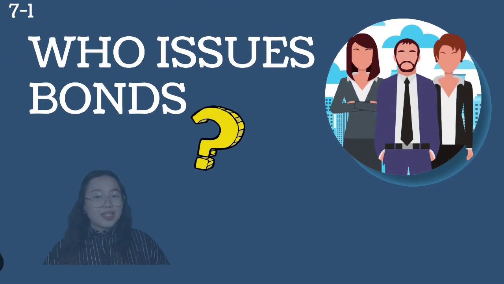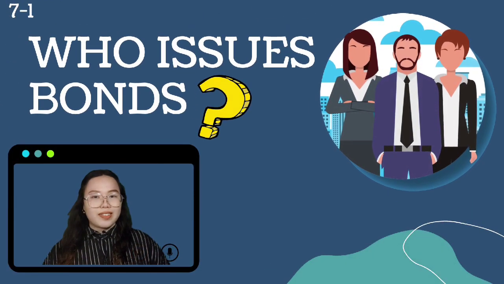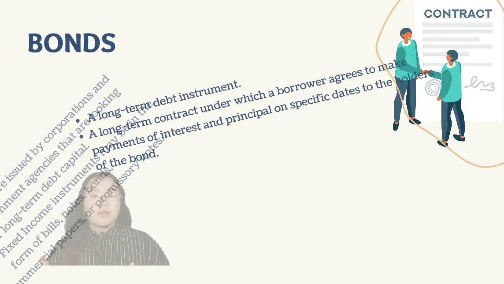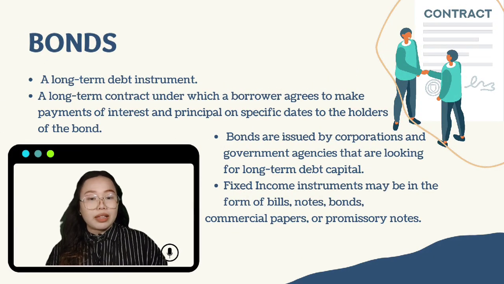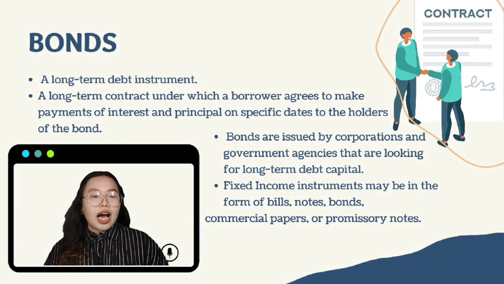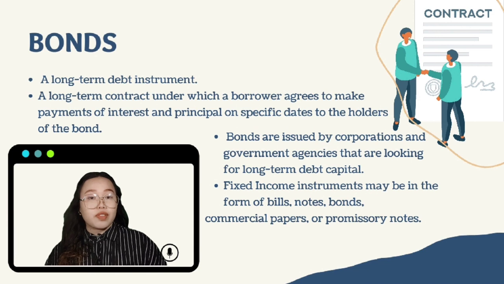So now I will discuss to you who issues bonds. Before we go to our topic, which is who issues bonds, let us first know the meaning of bond. A bond is a long-term debt instrument. It is a long-term contract under which a borrower agrees to make payments of interest and principal on specific dates to the holders of the bond.